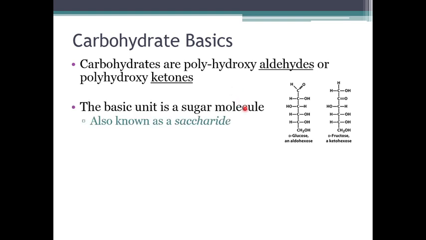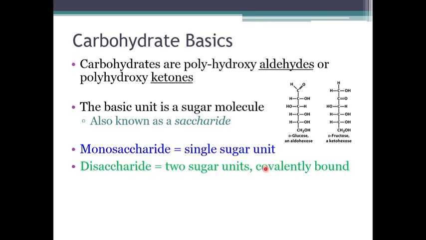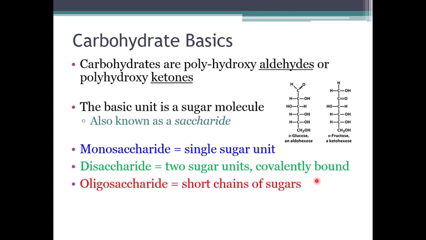The basic unit in a sugar molecule is called a saccharide. Monosaccharide is a single sugar unit. Disaccharide has two sugar units covalently bound. Oligosaccharide is a short chain of sugars, which consists of multiple monosaccharides covalently attached to themselves. Polysaccharide is an oligosaccharide that has greater than 20 sugar units.